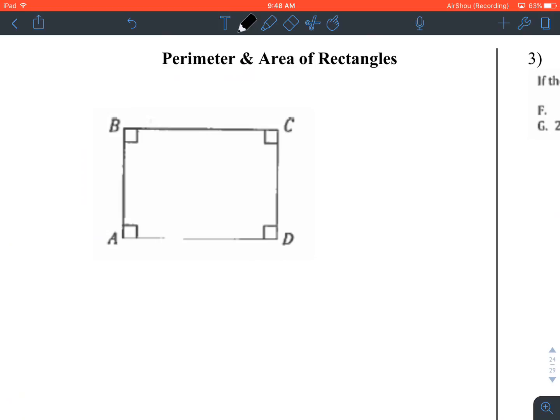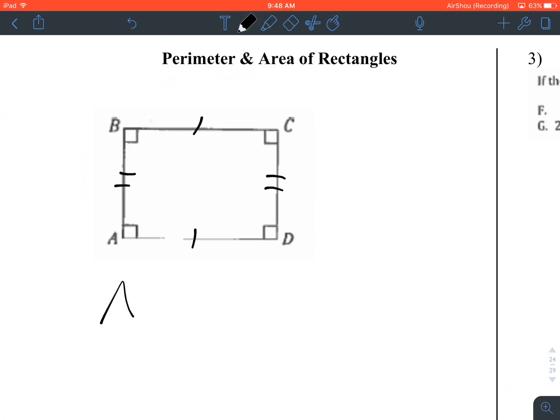Polygon is made up of segments. Each segment intersects another segment at its endpoint. A rectangle is a special parallelogram because it has 90-degree angles. Some other facts about rectangles: opposite sides have to be the same length.